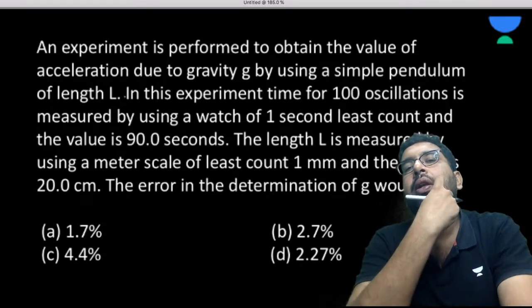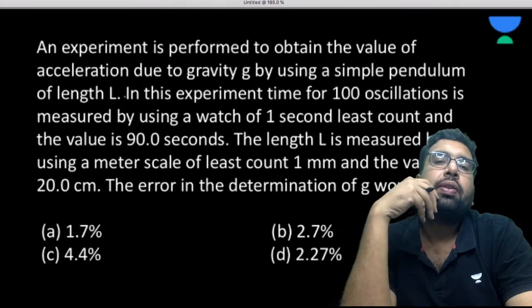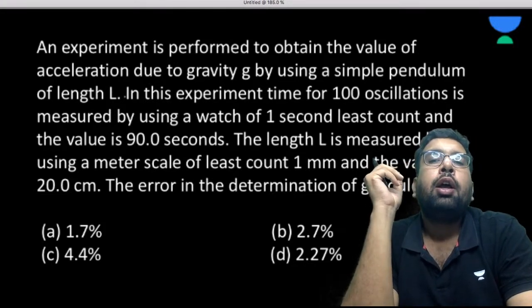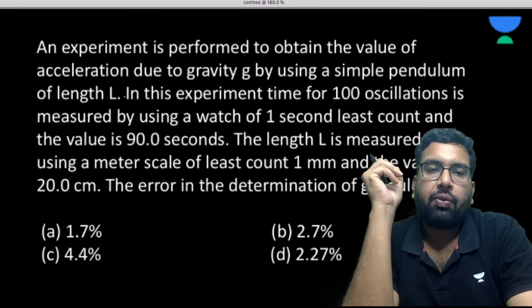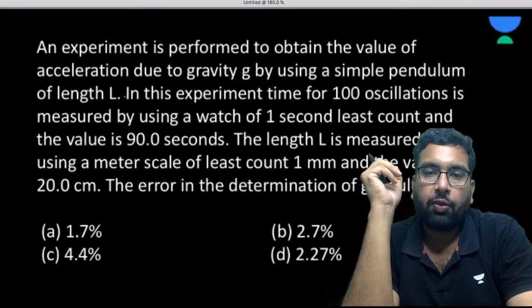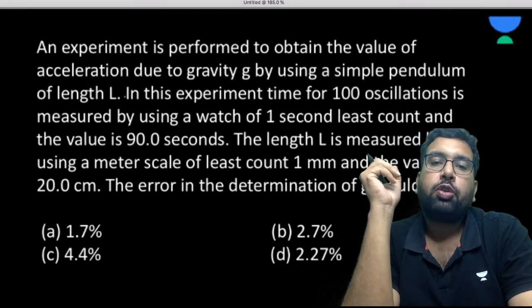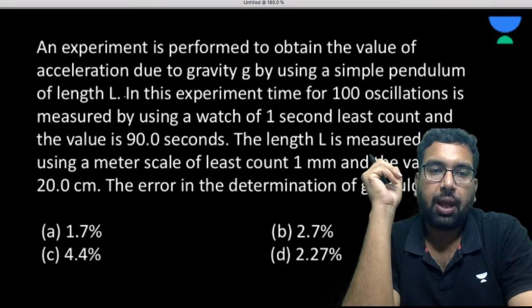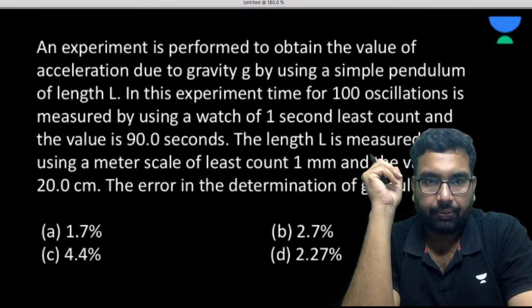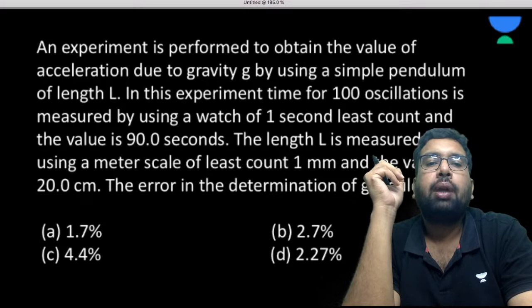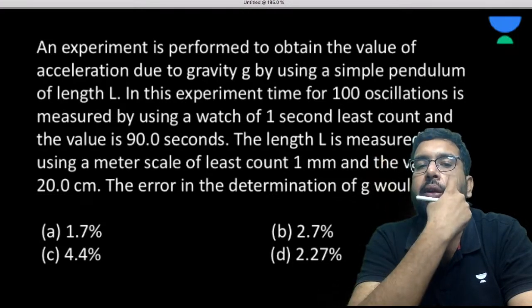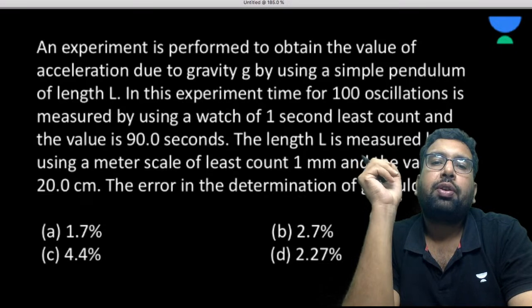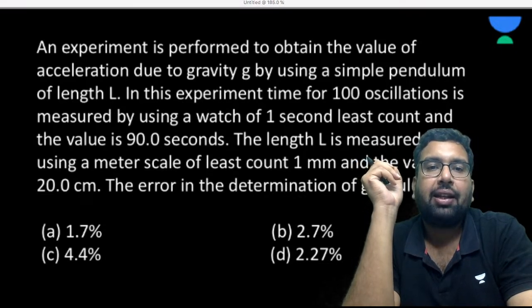It says an experiment is performed to obtain the value of acceleration due to gravity g by using a simple pendulum of length L. In this experiment, time for 100 oscillations is measured by using a watch of 1 second least count, and the value is 90.0 seconds. The length L is measured by using a meter scale of least count 1 mm, and the value is 20 centimeter. The error in the determination of g would be?